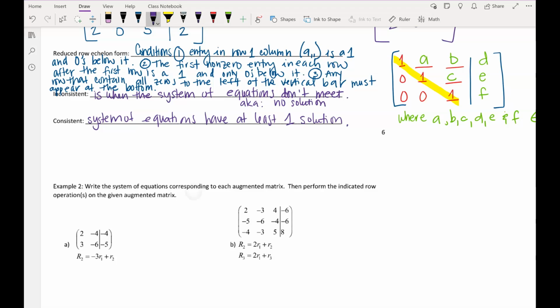Okay, so the two choices for consistent would be one solution, and the second one would be infinitely many. Now you're going to have infinitely many solutions when all of your equations, or all of your lines, line up one on top of another. You have one solution when they intersect at exactly one place.